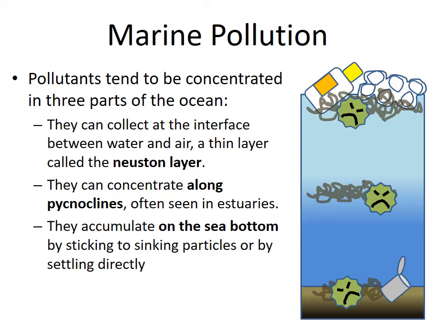And then where there are density transition layers in the midwaters, like picnic lines, pollutants can collect in those areas as well. And pollutants also tend to be more concentrated near their sources, as one might expect, and they can be more concentrated along beaches and coasts where they're deposited by winds and currents.